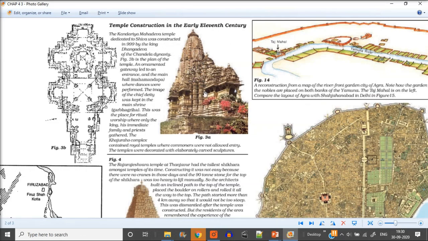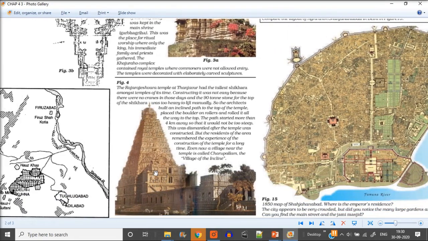This is the Kandariya Mahadev temple, and this was made by the Chandela dynasty king Dhangadev. Here is the entry, and there is a mandap where people would gather, and this is the part where the deity will be put. Pratima, Akriti, Lord Shiv, because this is a Shiv temple, Mahadev temple. This is the highest peak, the highest structure.